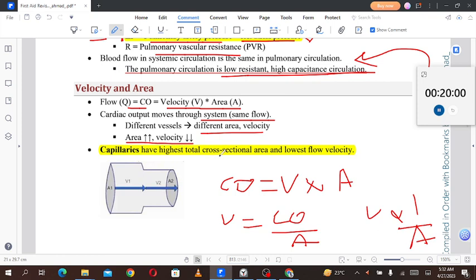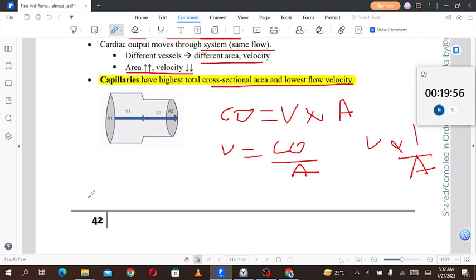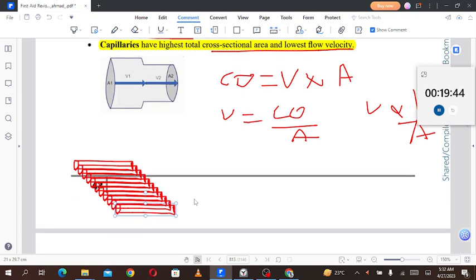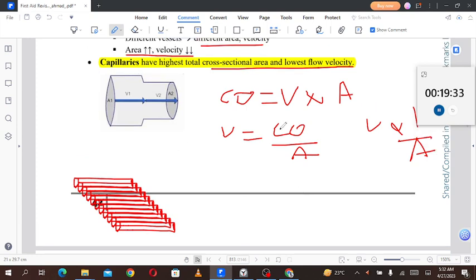Capillaries have the highest total cross-sectional area and the lowest flow velocity. You can think the capillary is very small, but capillaries are arranged in parallel to each other. Suppose over here there is a capillary. All the capillaries are arranged in parallel, and the total cross-sectional area is so high that the total resistance conferred by the capillaries is decreased.